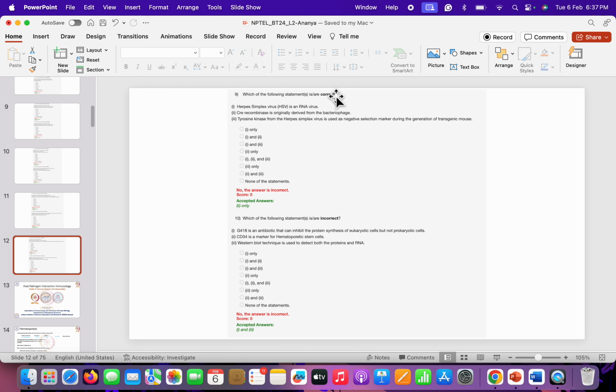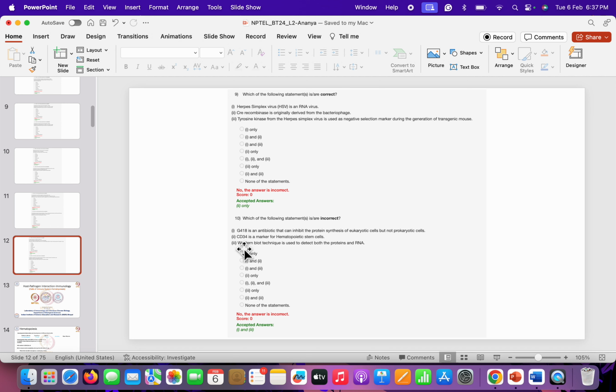Which of the following statements are correct? Herpes simplex virus is an RNA virus. No. So Cre recombinase is originally derived from the bacteriophage, and thymidine kinase from the herpes simplex virus is used as a negative selection marker during the generation of transgenic mice. So the correct option is: Cre recombinase is originally derived from the bacteriophage.